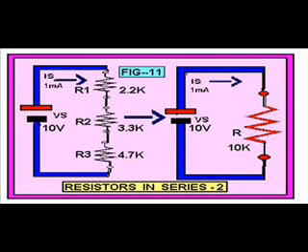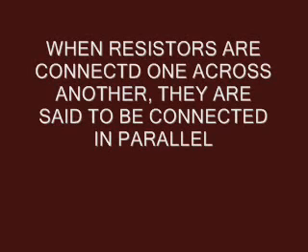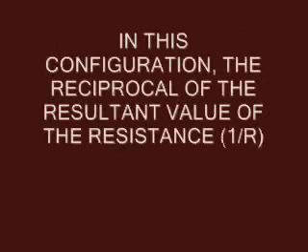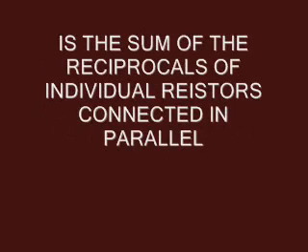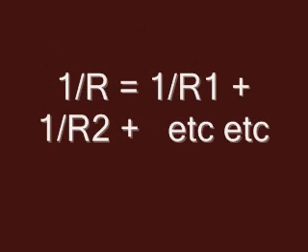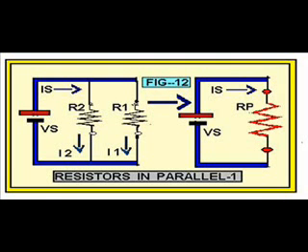Resistors connected in parallel. When resistors are connected one across another, they are said to be connected in parallel. In this configuration, the reciprocal of the resultant value of resistance, that is 1 over R, is the sum of the reciprocals of individual resistances connected in parallel. That is, 1 over R is equal to 1 over R1 plus 1 over R2 plus 1 over R3, etc.